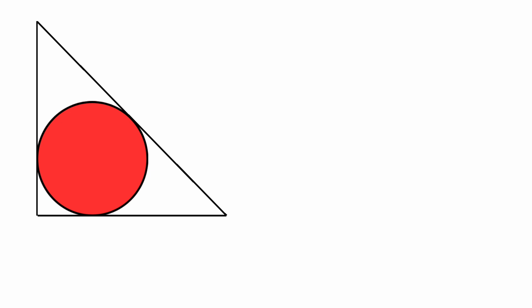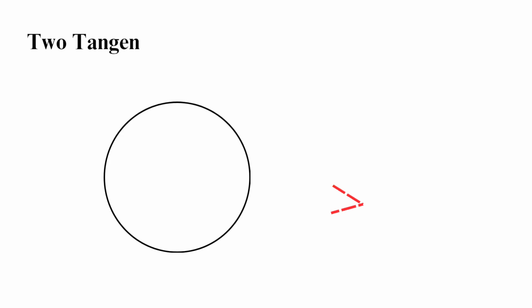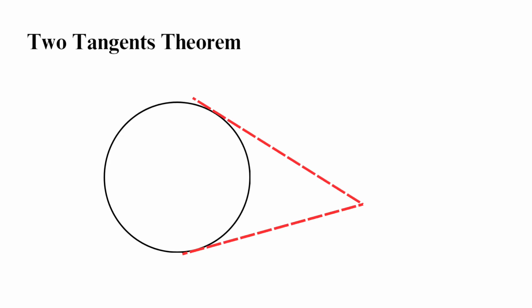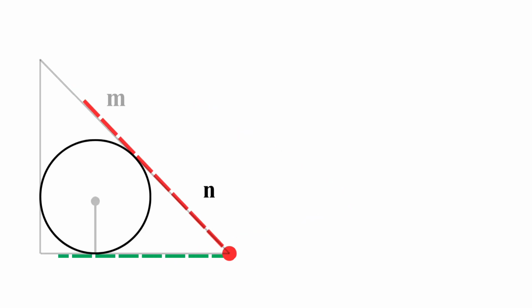As a first step, we will generalize the problem by denoting this segment as m and the other segment as n. Next, we denote the radius of the circle as r. Now, we apply an important result, the Two Tangents Theorem. It states that if two tangents are drawn to a circle from a common external point, then the tangents are always equal in length. Considering this vertex of the triangle, we see that these two line segments serve as tangents to the circle, correct? Therefore, the length of this segment will be equal to the length of the other segment, which means it is also equal to n.